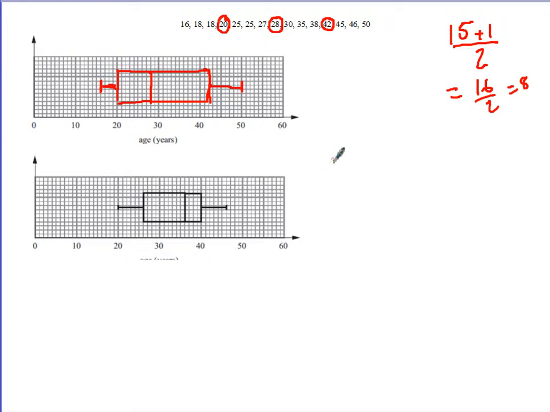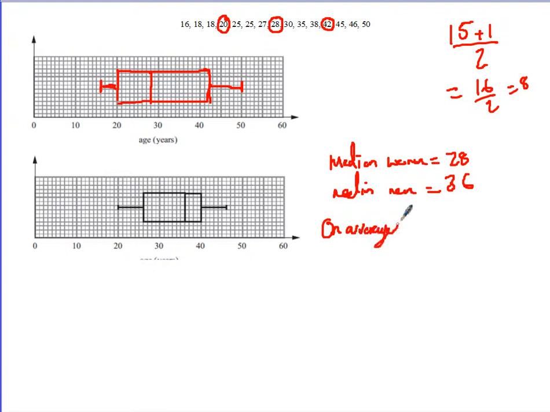The median for women we worked out was 28. The median for men was 36. So statement underneath, on average men are older.